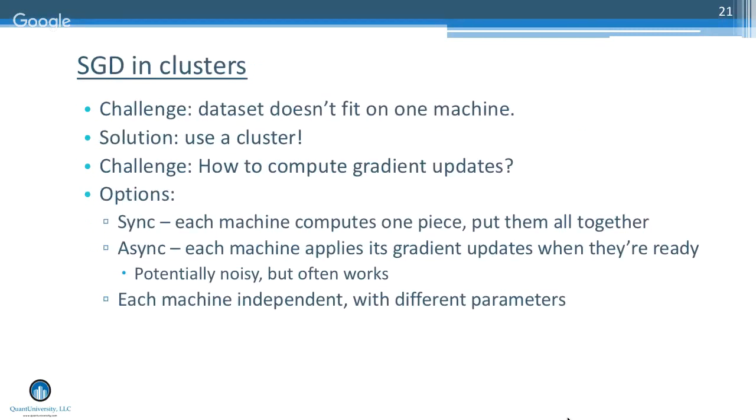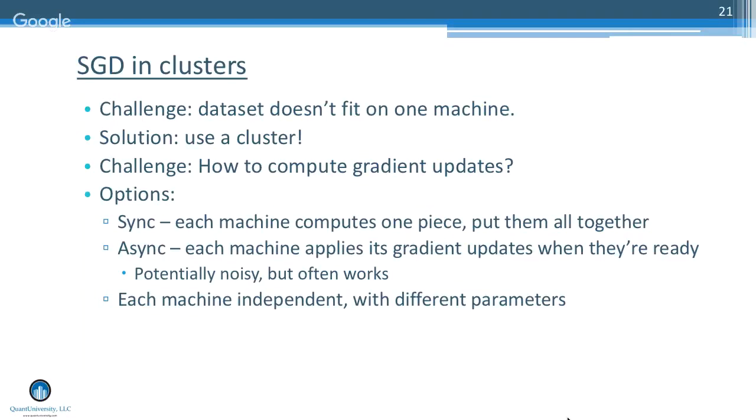So in terms of stochastic gradient descent and clusters, in case you are running it on a machine and you don't have the entire data set which can fit on one machine, one thought would be to just use a cluster. The key aspect of stochastic gradient descent is the iterative aspect of the algorithm, right? If you wanted to compute these gradient updates, one thing could be synchronous, wherein each machine computes one piece, and then you put all of them together, if you can't fit everything on one machine. Another approach could be each machine applies its gradient updates when they are ready, but that could be potentially noisy.